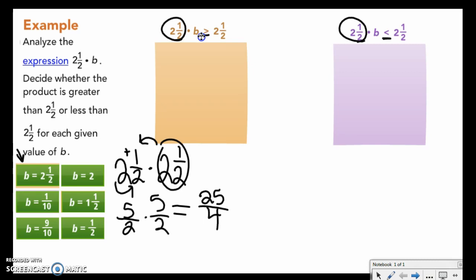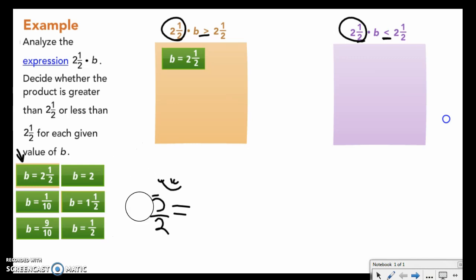We are not done. This can be turned into a mixed number yet again. So 4 will go into 25 6 times. That will give you 24 with 1/4 left over. Now, is 6 1/4 greater than or less than 2.5? It is greater than. Let's move on to the next one.